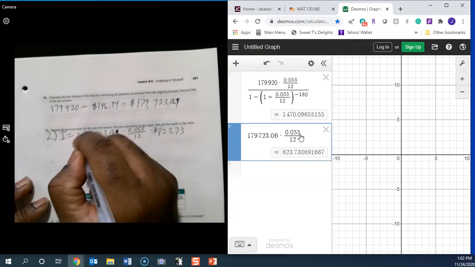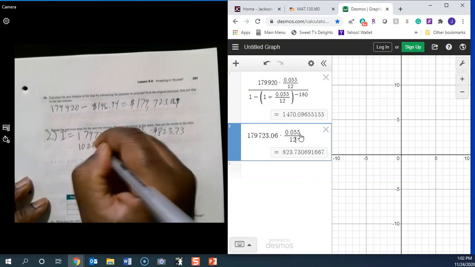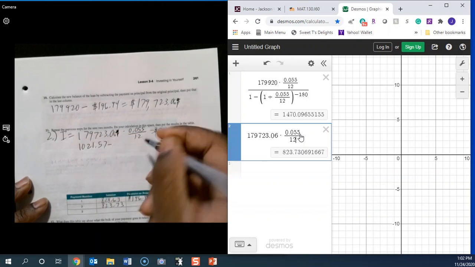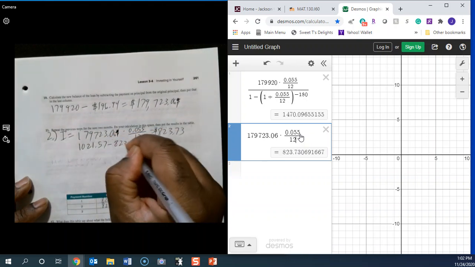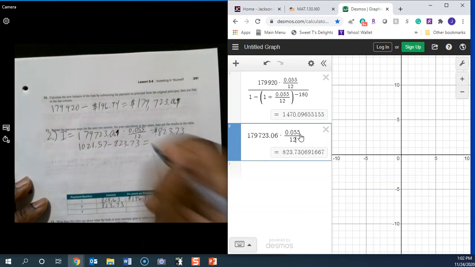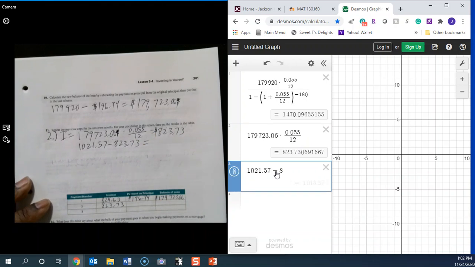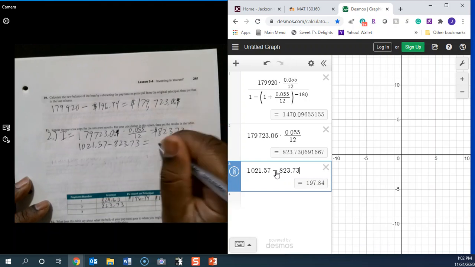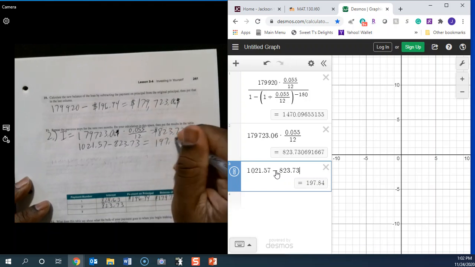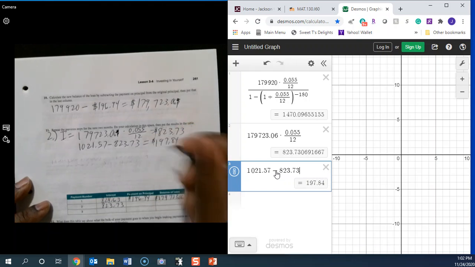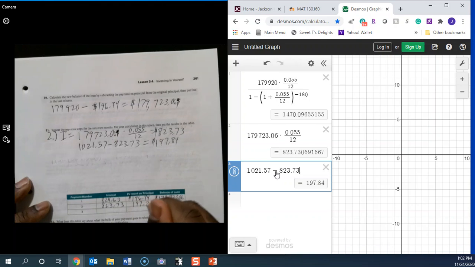Now, what we want to find next, we want to find out how much is going to the principal. So we have $1,021.57 minus the $823.73. So we'll put that in our calculator. 1,021.57 minus 823.73. So that will give us $197.84. So it'll be $197.84.